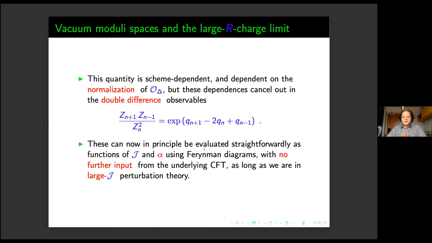Now this quantity is scheme dependent. Dependent on a particular counterterm and also on the normalization of the chiral ring generator, but those dependencies cancel out in certain double differences. So those dependencies are canceled in these double differences of adjacent correlators. So now in principle, you could just evaluate these things with no scheme ambiguities, just evaluate them by directly quantizing the EFT with no further input from the underlying CFT, as long as you are in large R-charge perturbation theory.